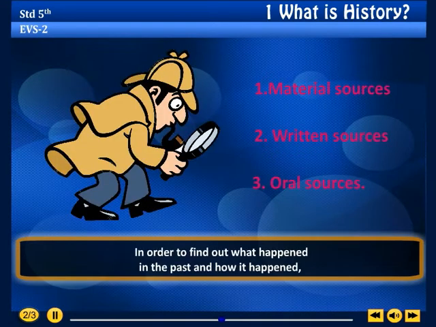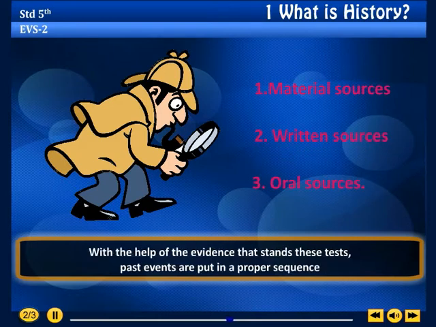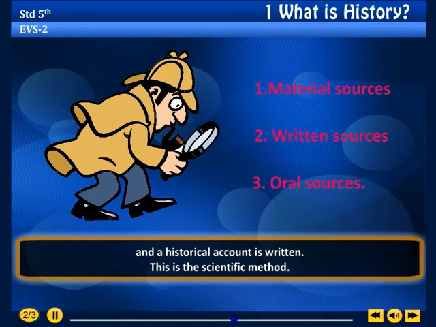In order to find out what happened in the past and how it happened, evidence available from all these sources is collected and thoroughly examined to determine its reliability. With the help of the evidence that stands these tests, past events are put in a proper sequence and a historical account is written. This is the scientific method.